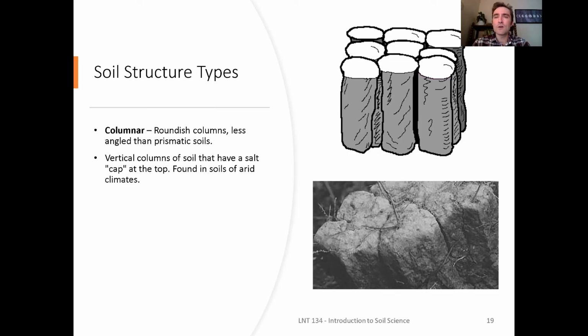So if you are just going to a new place that's never been cultivated and you see this columnar soil structure, it may be an indication of what the climate is like, or what the mineral component is like in the soil.